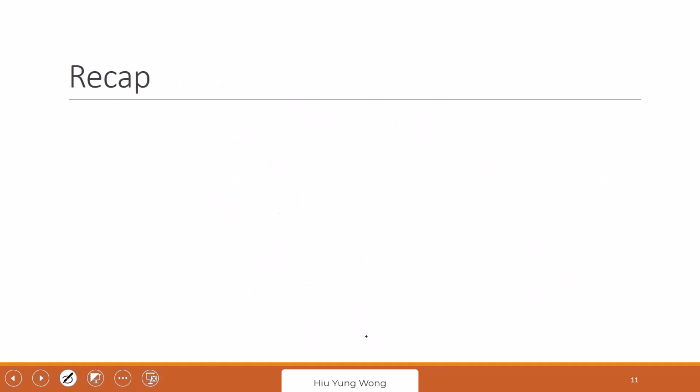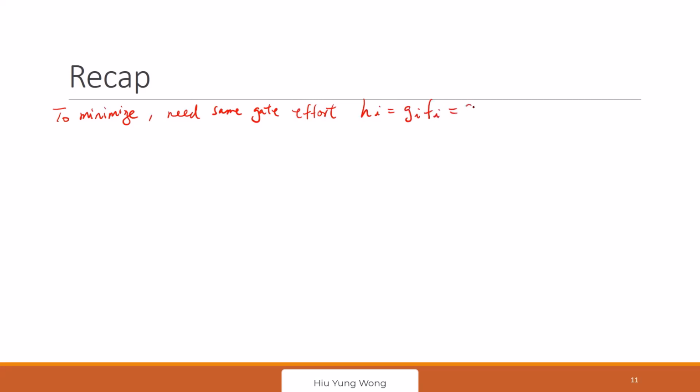Now, let me just write the summary. To minimize, we need same gate effort. That is H_i equal to G_i F_i equal to constant. This is the first thing. And we also define H equal to H1 all the way to Hn multiplied together. And we want the H equal to the nth root of capital H, if you have n stages.